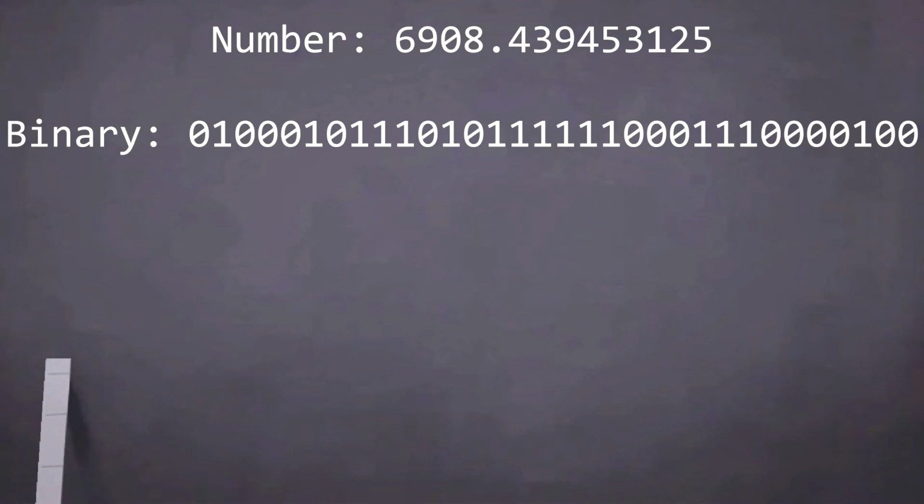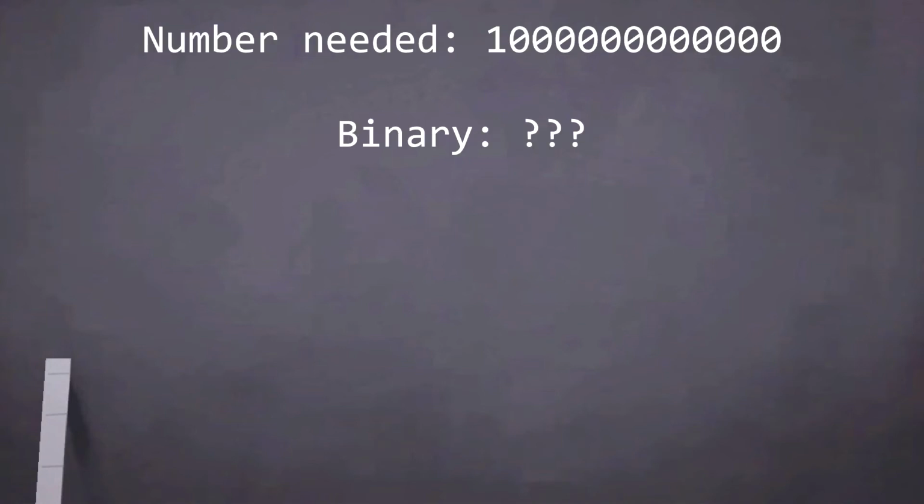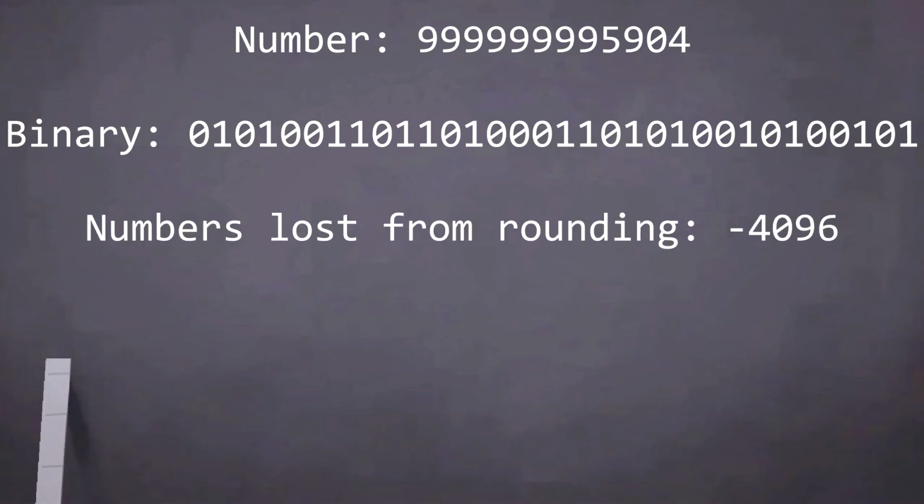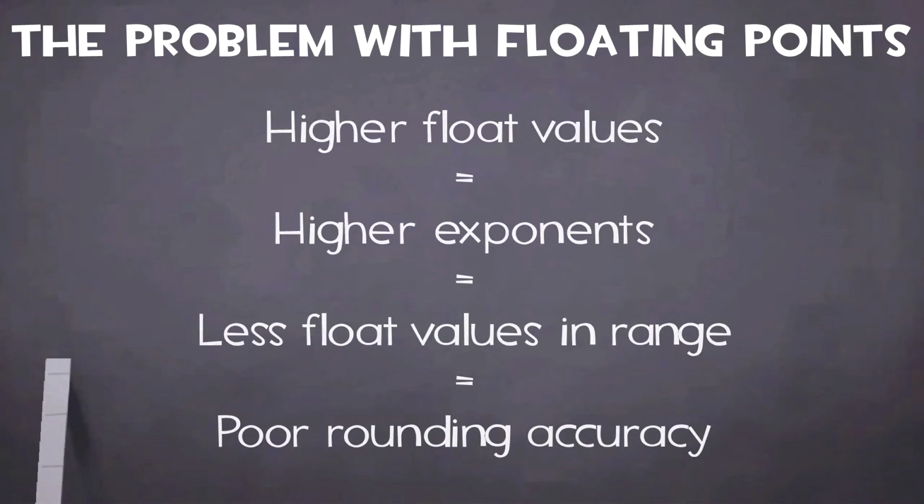For example, the number 1 trillion cannot be represented as a float. Instead, it must be represented by 999,999,995,904, which is the closest possible value. This is 4,096 off from what we wanted. Are you starting to see the issue here? When the game needs to increase the precise value, it will also need to sacrifice the accuracy.